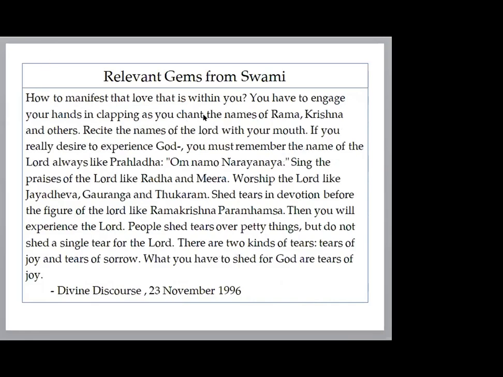How to manifest that love that is within you? You have to engage your hands in clapping as you chant the names of Rama, Krishna, and others. Recite the names of the Lord with your mouth. If you really desire to experience God, you must remember the name of the Lord always, like Prahlada. Om Namo Narayanaya. Sing the praises of the Lord like Radha and Meera. Worship the Lord like Jayadeva, Gauranga, and Tukaram. Shed tears in devotion before the figure of the Lord like Ramakrishna Paramahamsa. Then you will experience a lot.